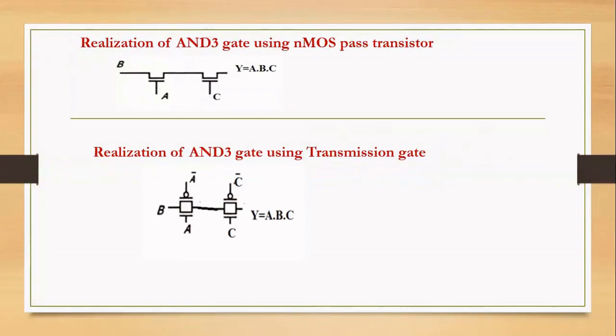Similarly, we can try to implement a three-input AND gate using NMOS pass transistors and transmission gate. If we have product terms, the pass transistors and transmission gates should be connected in series. So here we have connected two NMOS pass transistors in series. Now to implement a three-input AND gate, when we take the product of B, A, and C, we'll get A dot B dot C.